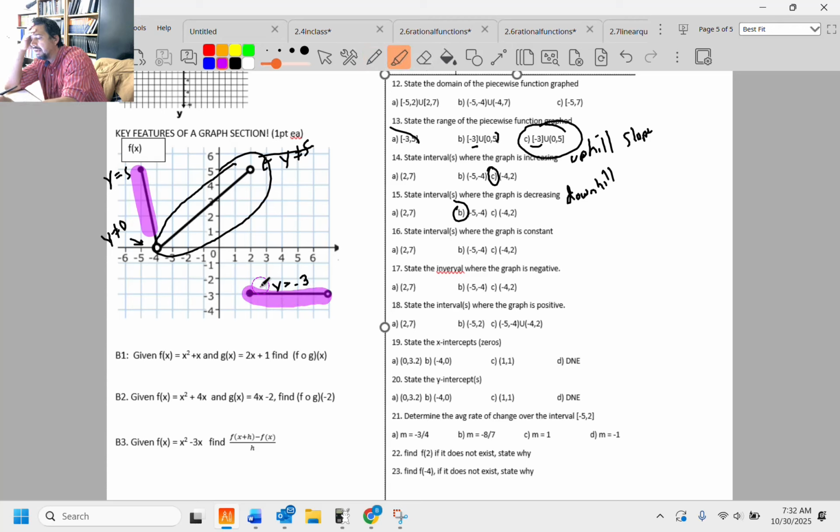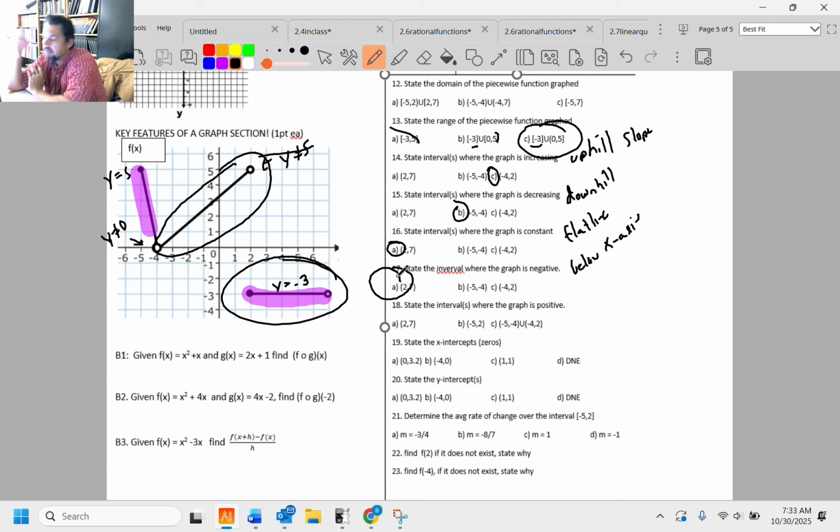Constant is a flat line. That's what you're looking for, the flat line, which is right here. And it starts when x is 2, and it stops when x is close to 7. That's choice A. Negativity means below the x-axis. And that's just this piece right here. From 2 to 7, the graph is below the x-axis.